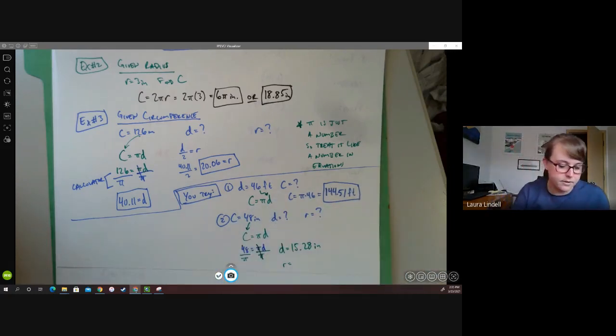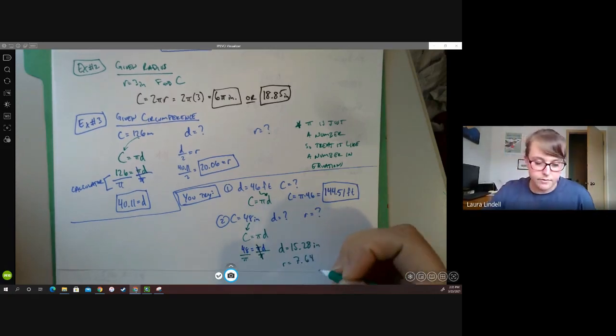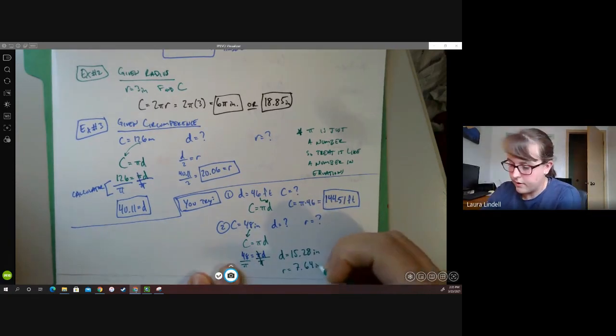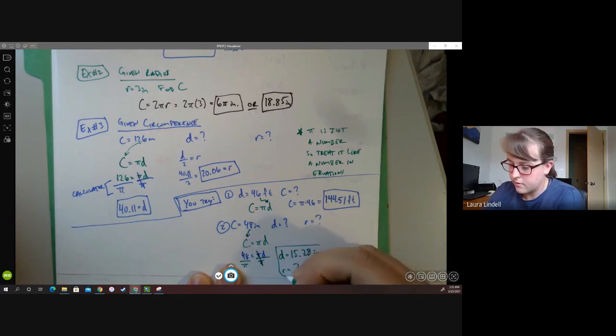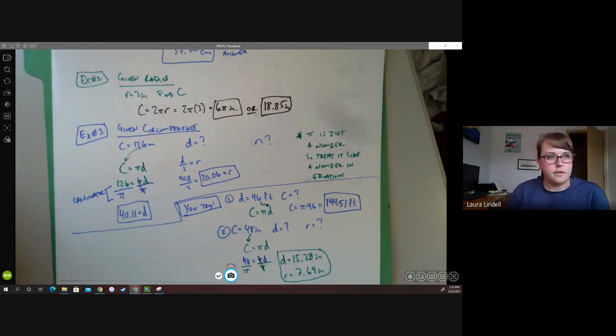And then the radius does start with 7.6, but I'm going to keep one more decimal place on there. 7.64 inches for the radius. All right. Nice job. That is everything we need about circumference.